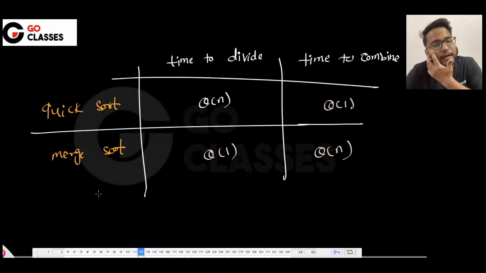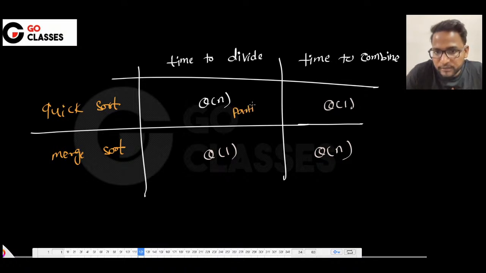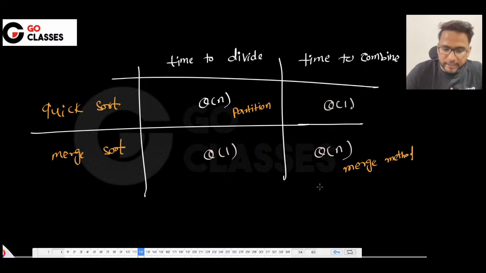You might recall that in quick sort, to divide you use the partition method, and in merge sort, to combine you use the merge method. Okay. Great.